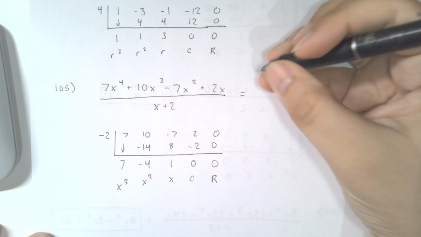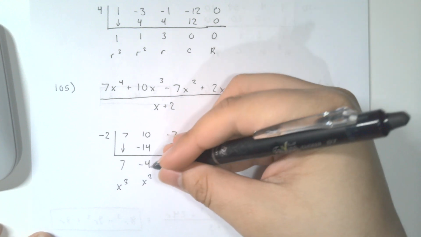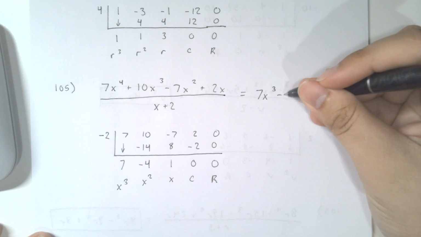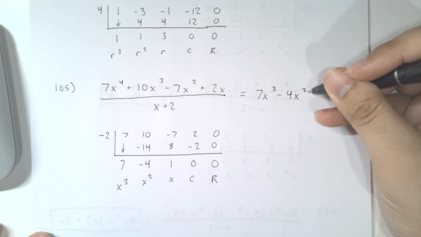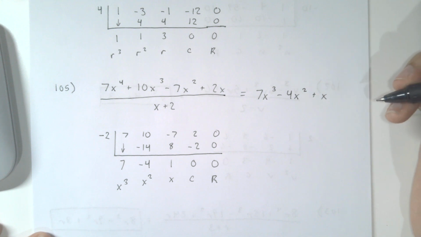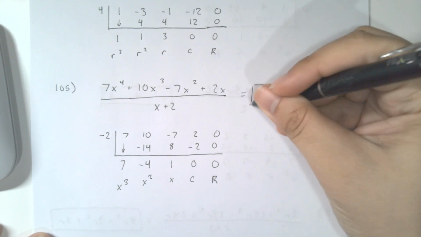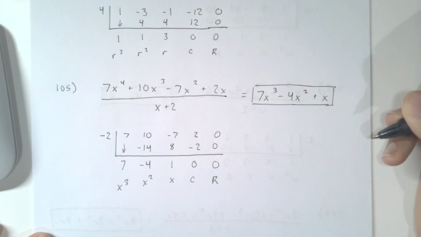So writing our answer, we have 7x cubed, negative 4, so minus 4x squared, and plus x. No constant, no remainder. So this is our final answer.